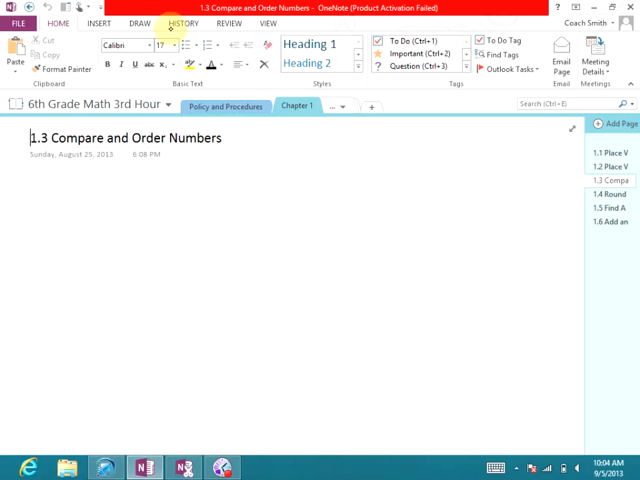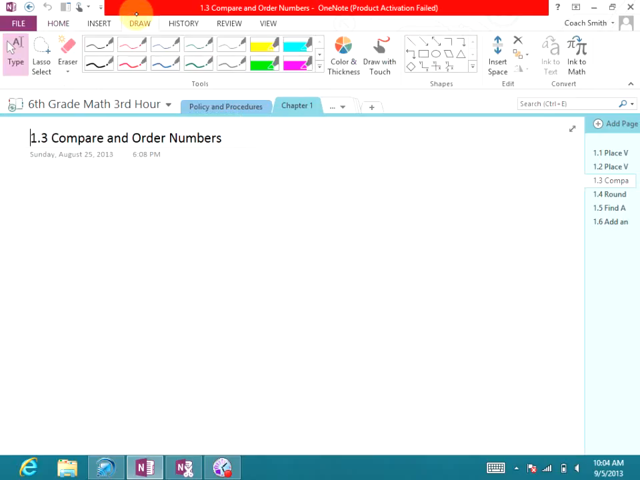All right. What we're going to talk about today is comparing and ordering numbers. Okay, we're going to compare them. In other words, see which one is greater, which one is smaller, and then we're going to put them in order. We're going to do a group of numbers that we're going to put in order from least to greatest.